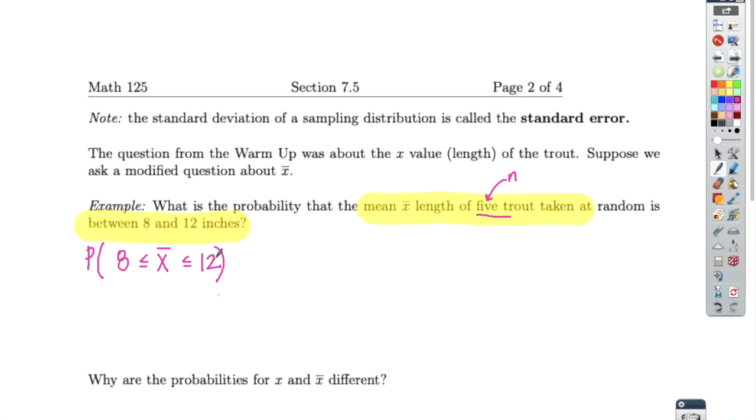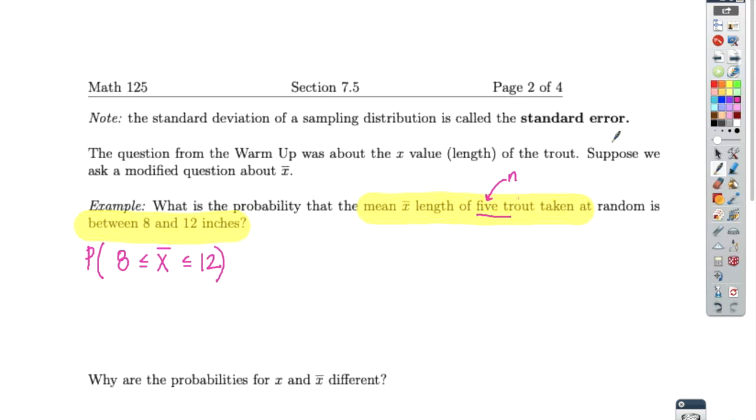I'm giving you these x bar values. You don't want to use x bar values. You want to use z-scores. So we're going to convert these two, 8 and 12, values to z-scores.